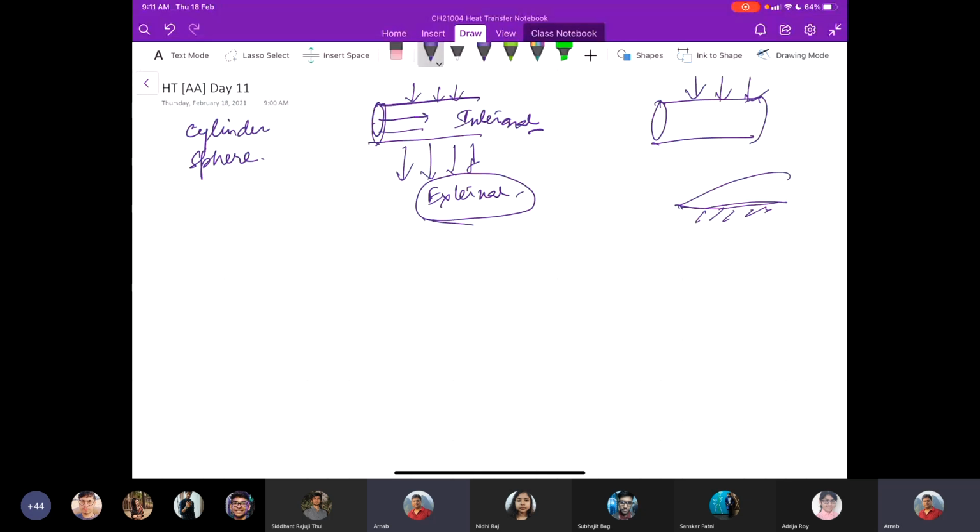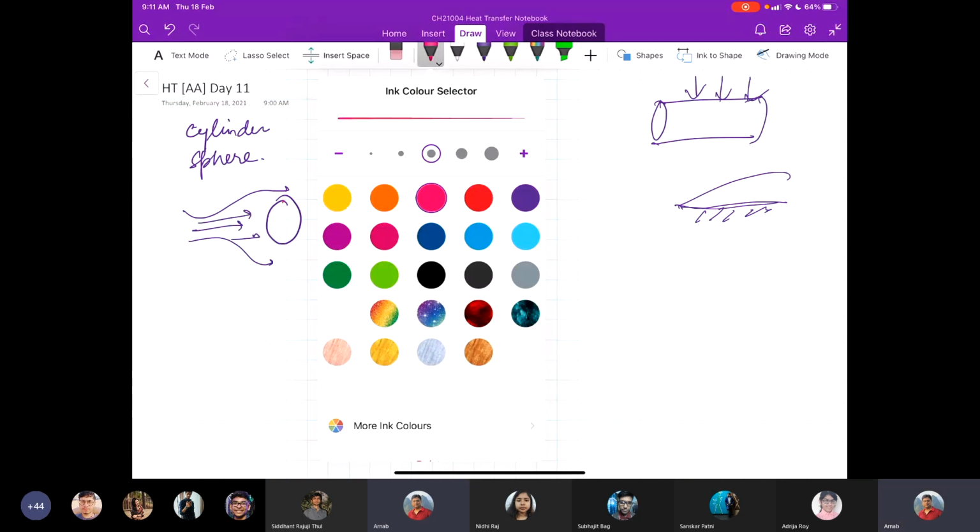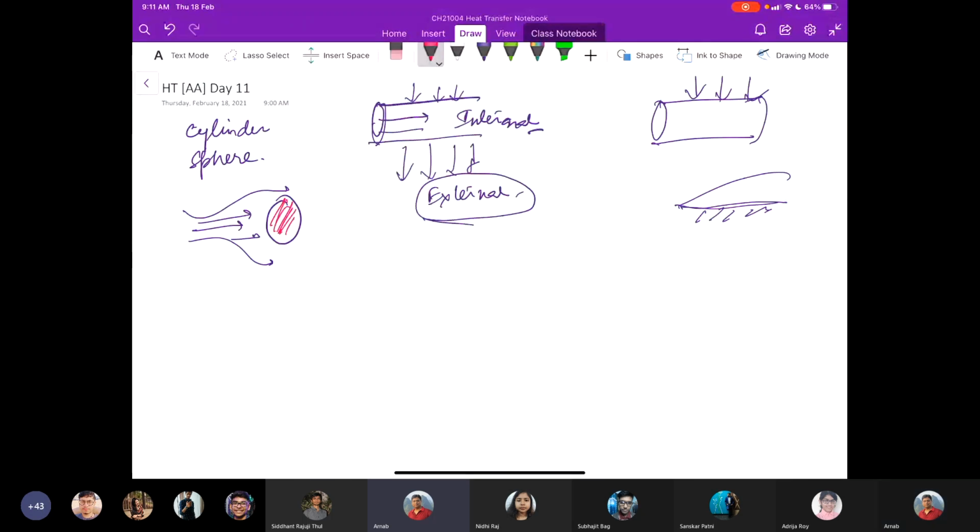Okay, now here, say there is a sphere, and the flow is coming towards the sphere, and the sphere is basically obstructing the flow. So in such scenarios, what would be the Reynolds number? Because we have seen earlier that depending on the Reynolds number, we have different relations for the Nusselt number calculation.